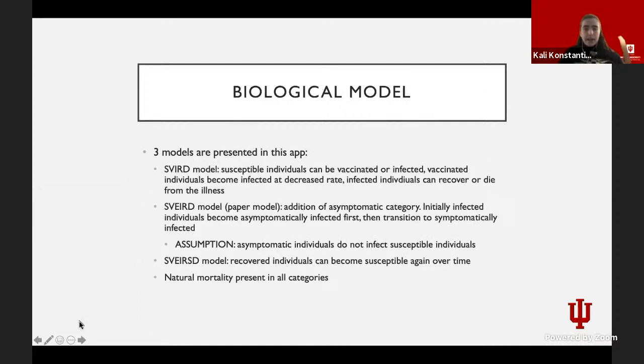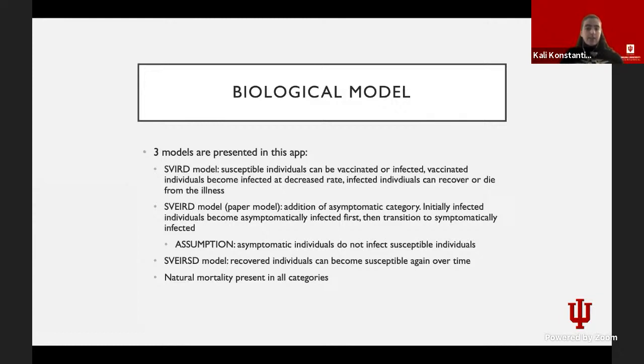So I looked at 3 different models in this paper, all based off of that SVEIR model from the Gummel et al. paper. In each of these, I added a D category for deaths from COVID. So that's just for visualizing the deaths. It doesn't really impact the dynamics of any of the other categories because deaths from the illness and natural deaths were already made distinct in that paper.